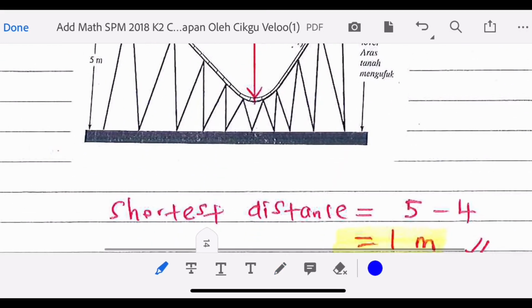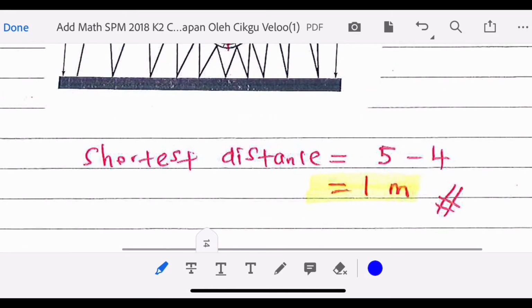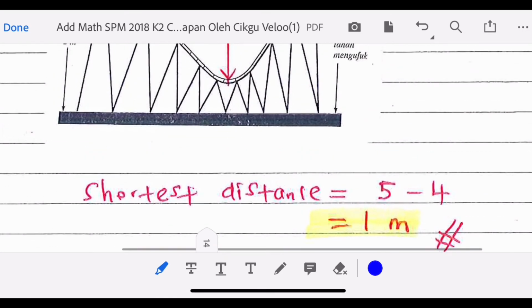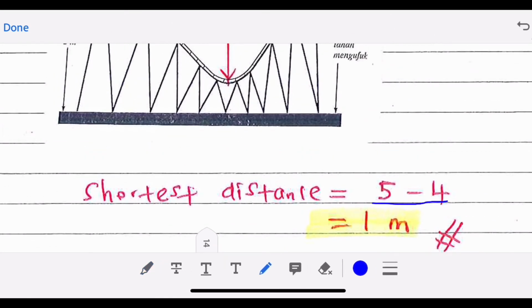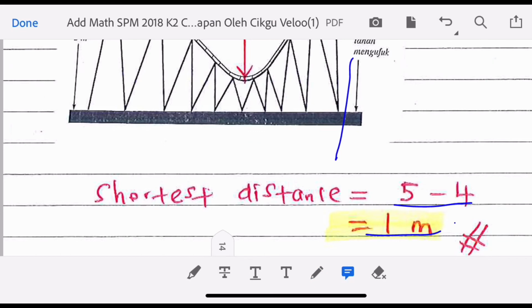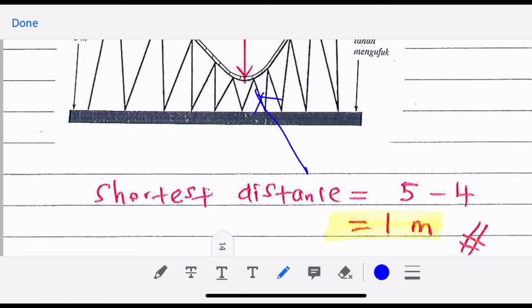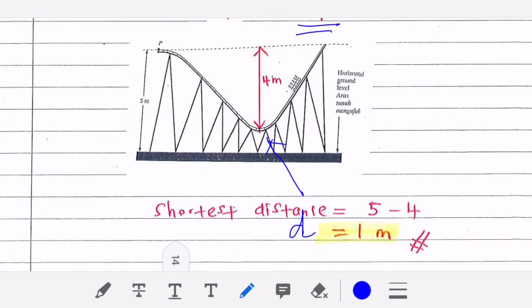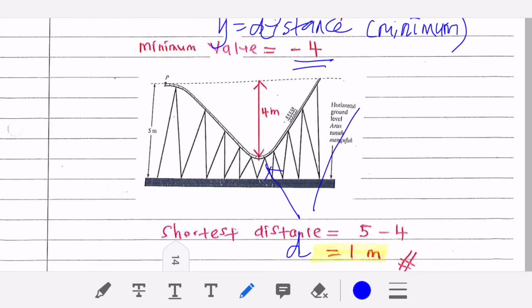So when you substitute, you get y equal to -4. When you have the y value, y equal to -4, it doesn't mean that is your answer, you know. The question is actually asking you for the minimum distance. It doesn't mean that the answer is y equal to -4, because the question is asking for the shortest distance from the minimum point to the horizontal ground.